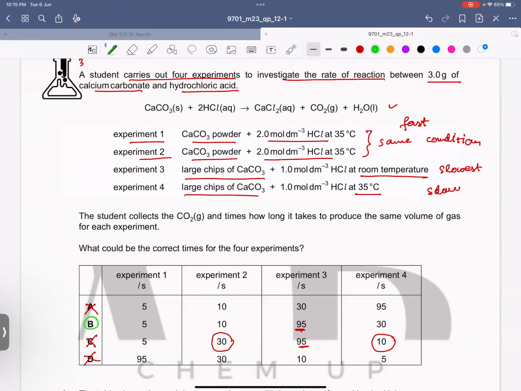So B is correct. And one more thing, most of you have a question: why, because experiment number 1 and experiment 2 have the same conditions, is their time different? So think, what is this time? This is 5 seconds only. So obviously 5 seconds is a very short time. So there could be a possibility of an error which makes this difference of 5 second or 10 second. Okay. So the correct answer is B for question number 3.